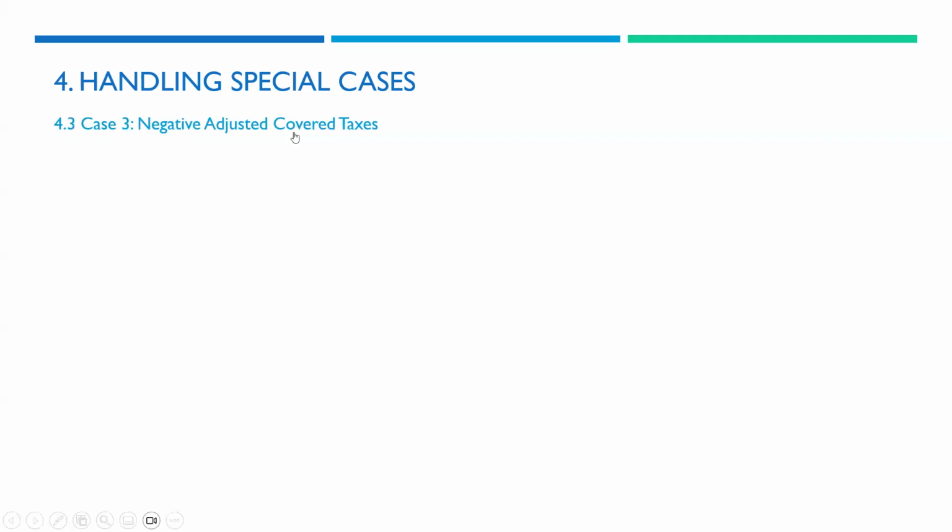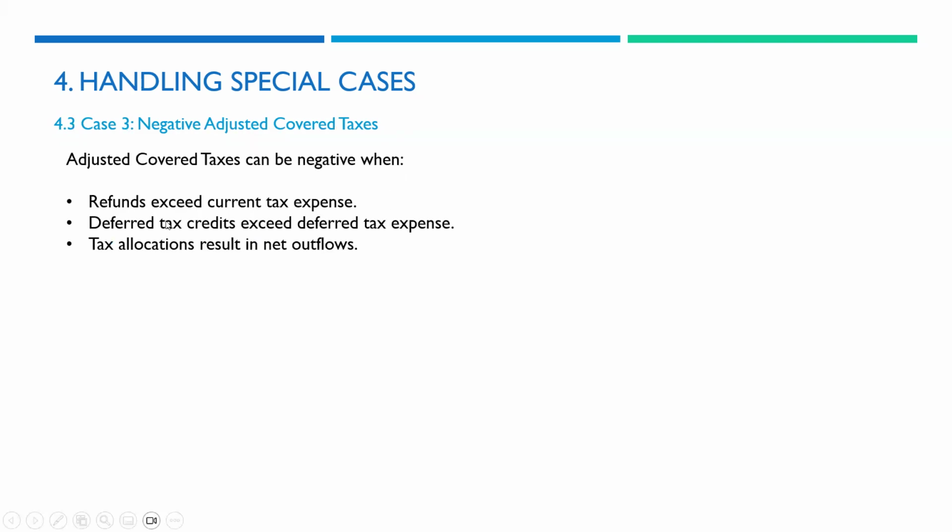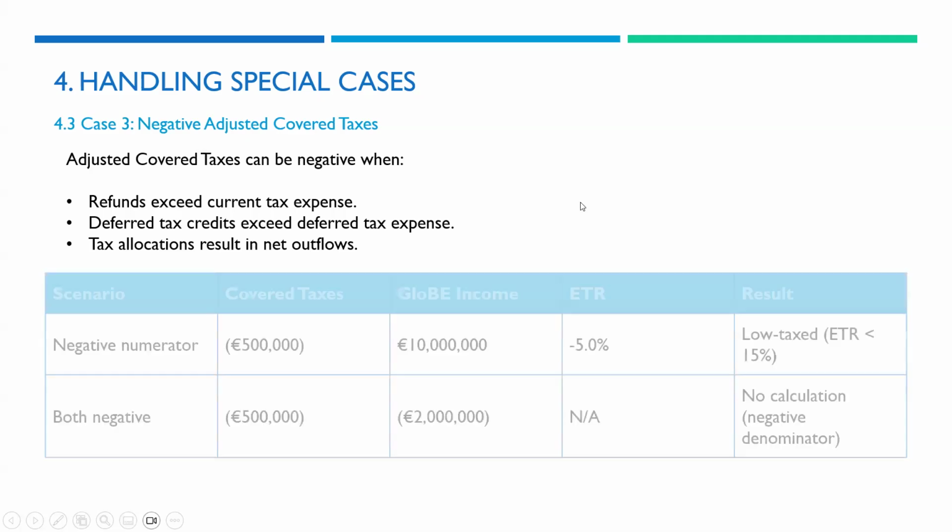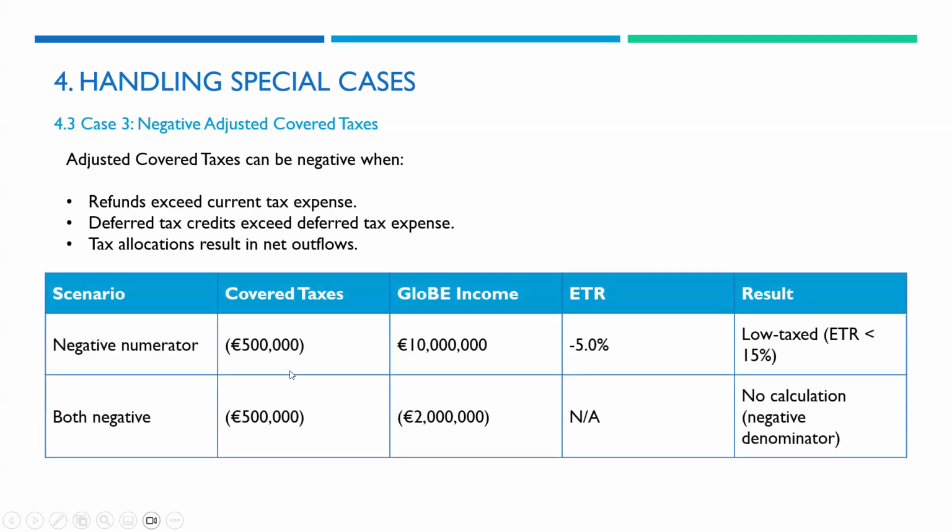Now, what about negative adjusted covered taxes? I told you when the numerator is negative, no top-up taxes, except for that exception. But if the numerator is negative and the denominator is positive, then why would there be negative adjusted covered taxes? Because you will get refunds. Deferred tax credits exceed the deferred tax expense, or tax allocations result in net outflows. So you could get negatives, I mean refunds and all. So if it is negative, then you have to take that negative as the computation.